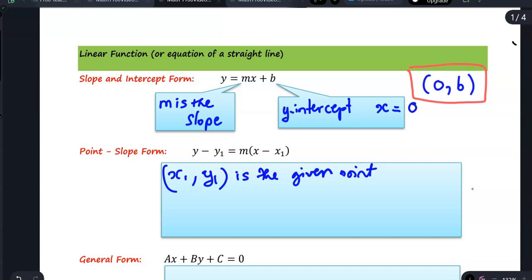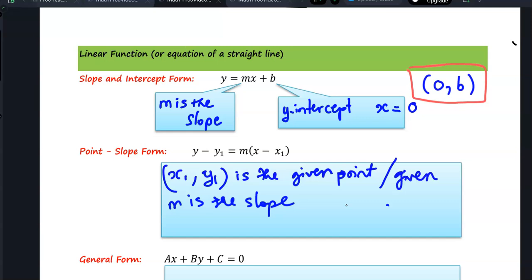m is still the slope. So you see it's very clearly indicated: point and slope form. The point you have here is x1, y1, and m is the slope. They will be given to you and you will use them to form the equation for this particular linear function. So it's a given point, or I should say a given coordinate.